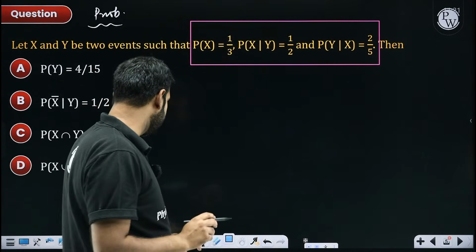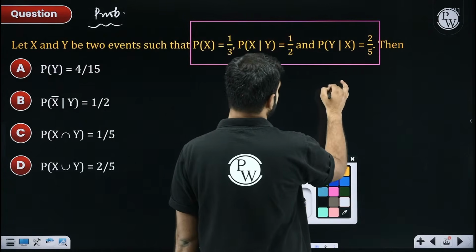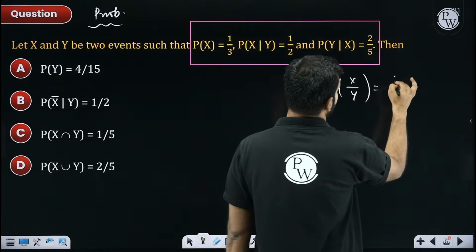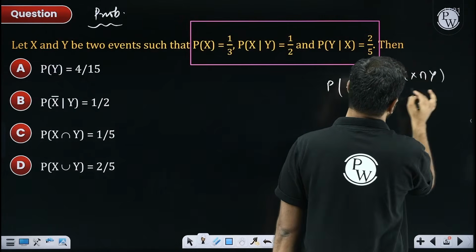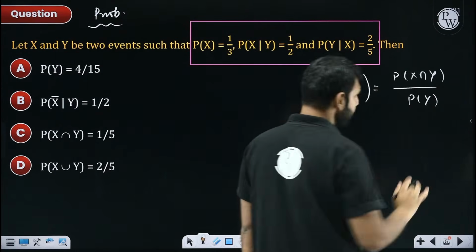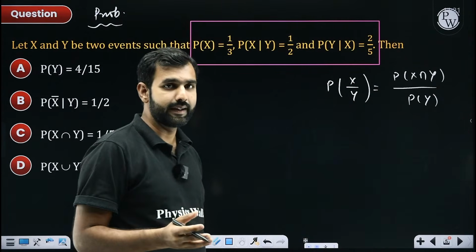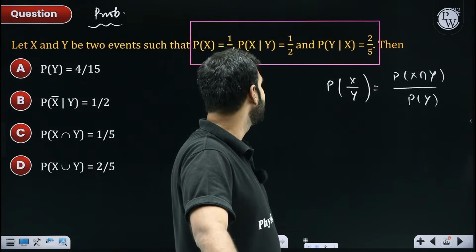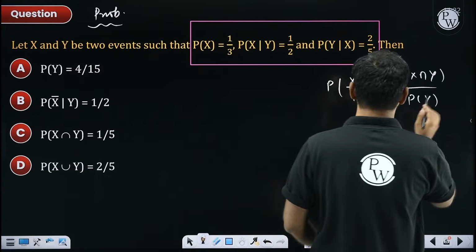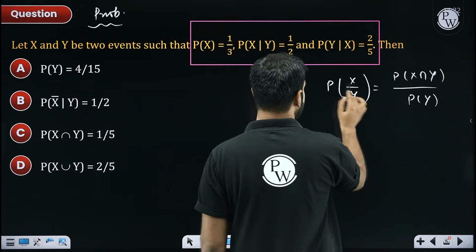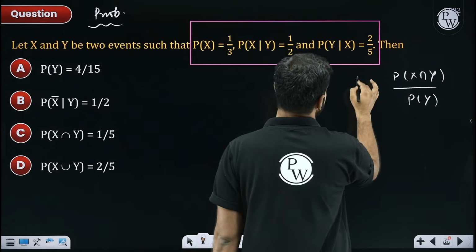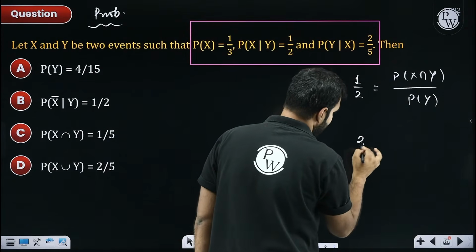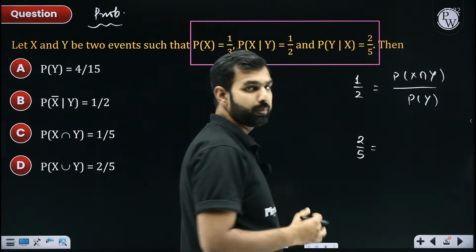Now, if I simply use this formula, P of x by y is given by P(x intersection y) divided by P(y). Everybody remembers that formula? Great. So this value is given as 1 by 2. If I replace 1 by 2 here, what about this value? This value is given as 2 by 5. What is it? It is P(y/x). So P(y/x) means what?